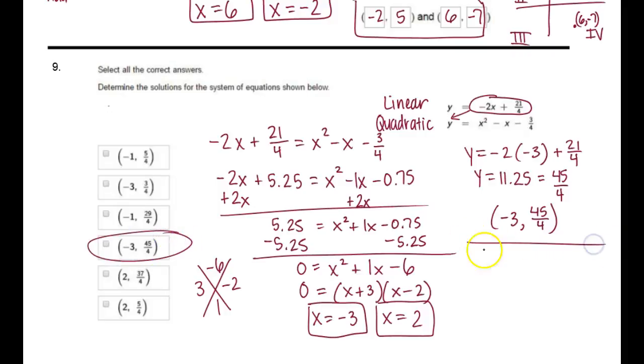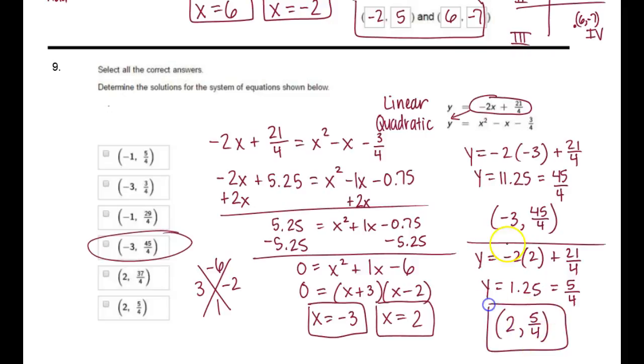Now let's substitute in positive 2 for the linear equation and see what y value we get. When you do those operations, you should get 1.25, and when we convert that into fraction form, we get 5/4. So the second point of intersection is at the coordinate 2, 5/4. And that would be the last option.